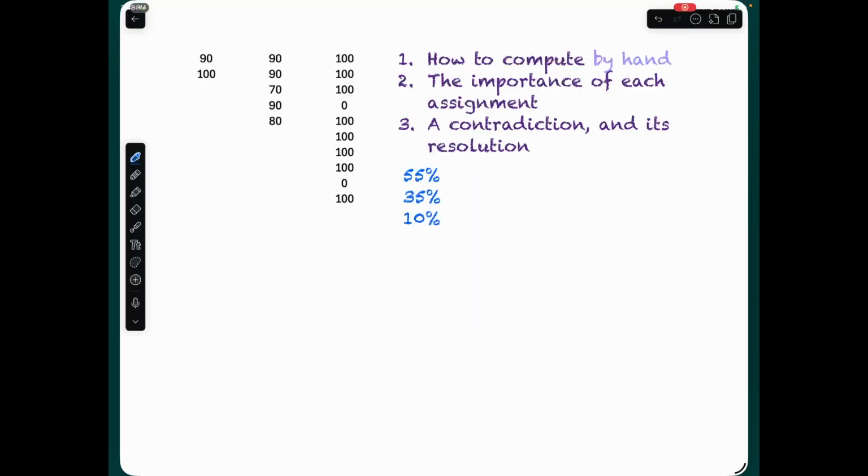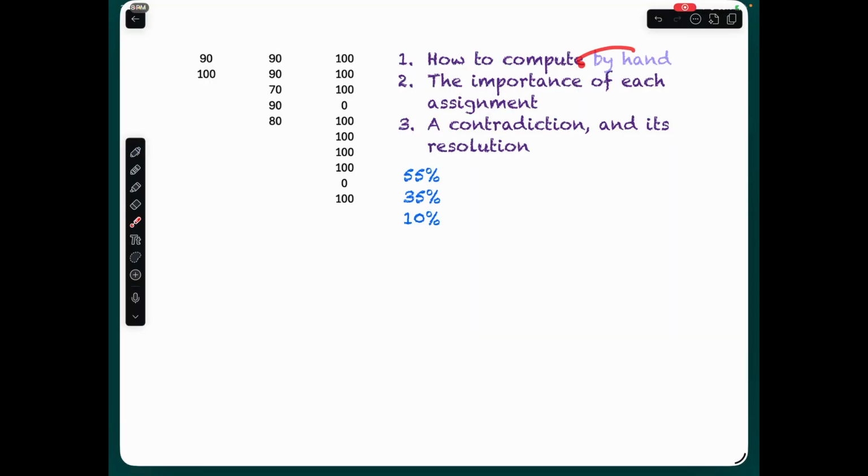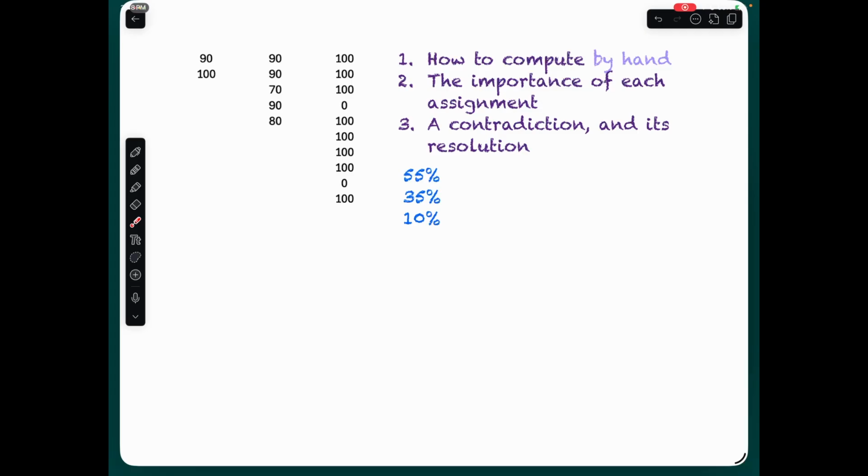Okay, everybody, I'm going to talk a little bit about weighted averages. I'm going to do so in 3 steps, basically. I'm first going to show you how to compute one by hand. I think you really get a handle on your grading system if you can do it with a simple calculator. I'm also going to talk about the importance of each assignment, that is to say, the mathematical importance of them.